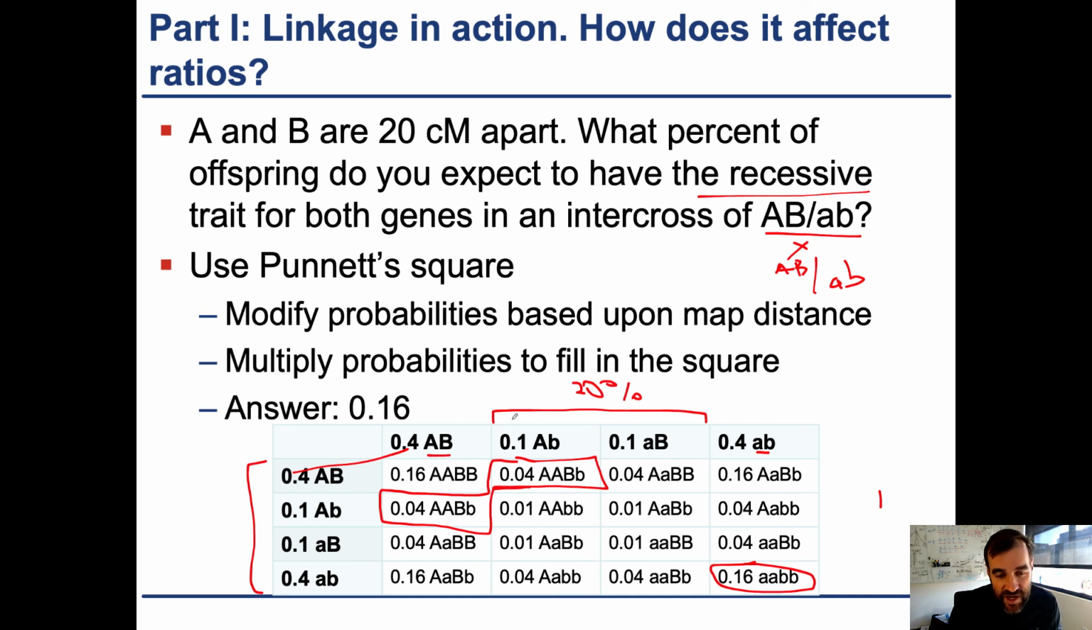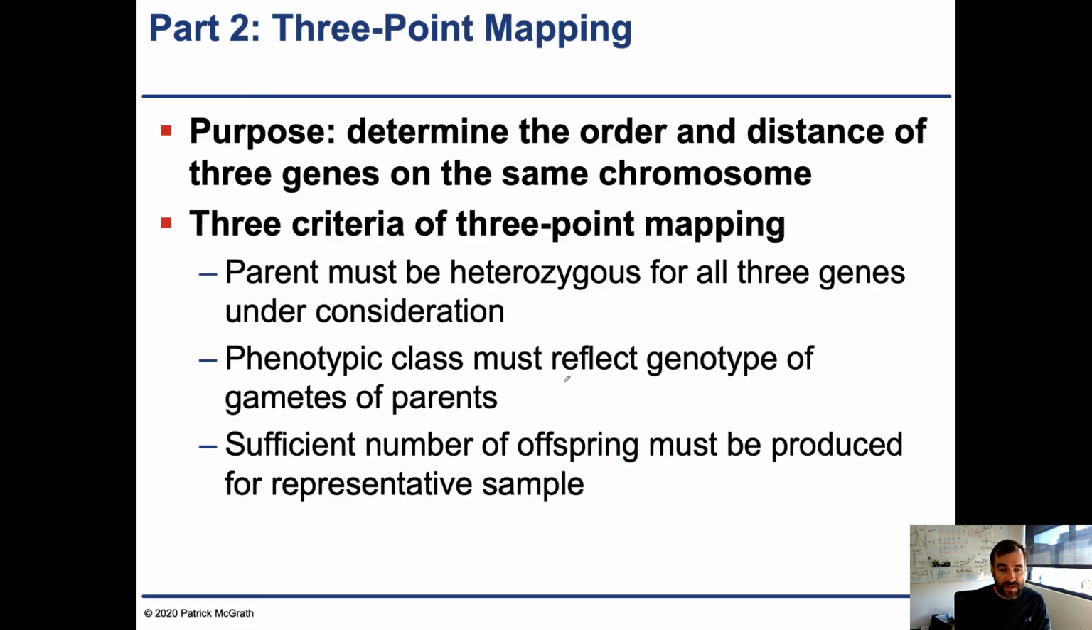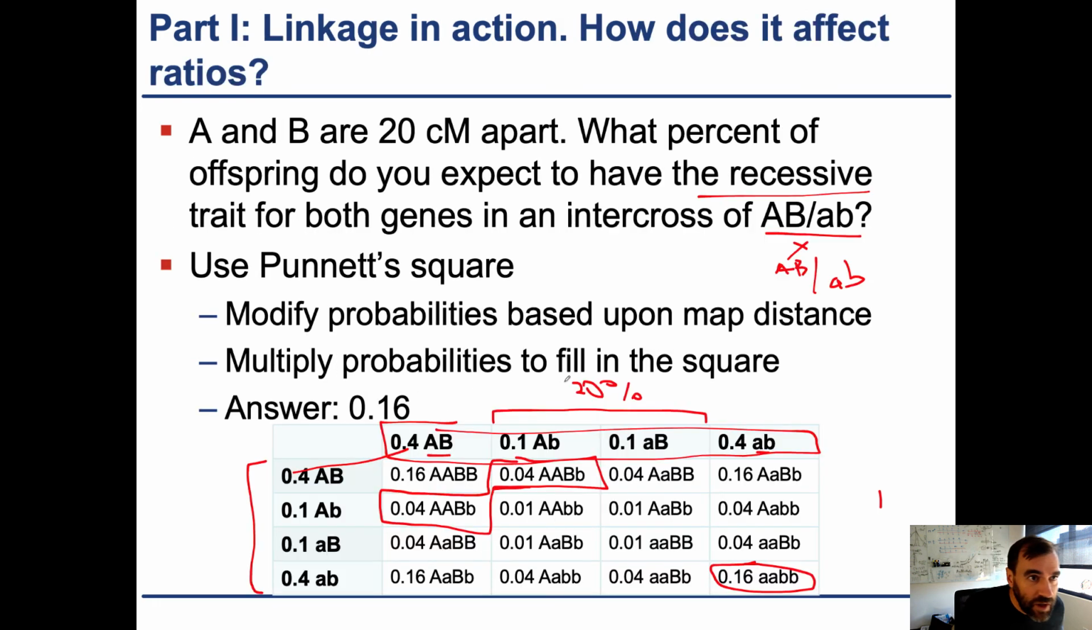So this is how we use this information about map distance to figure out how the ratios actually change. I use this information to figure out the frequencies of gametes produced. That's always what you want to do with map distance: go to the gametes that are produced. All right, so that's the end of part 1, and next we'll move into 3-point mapping.